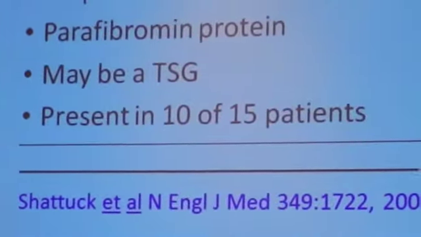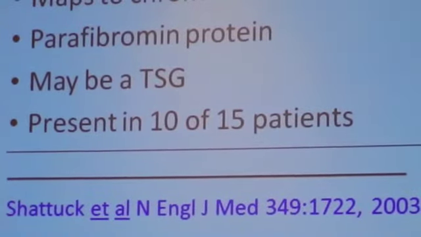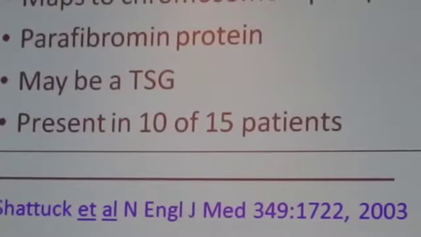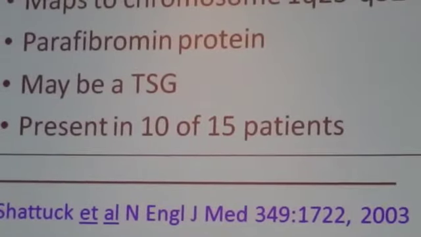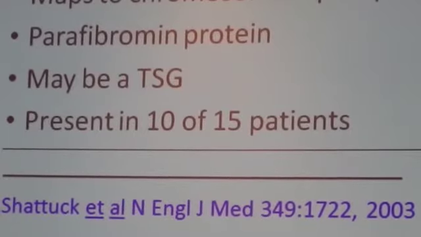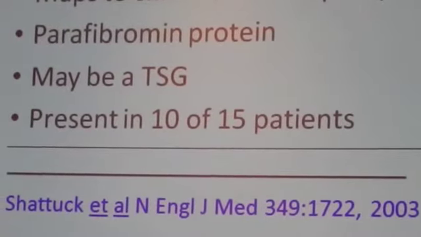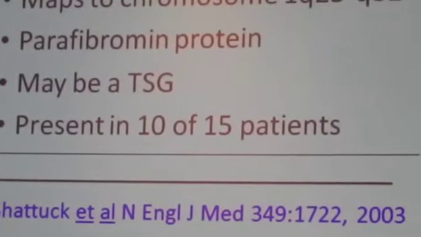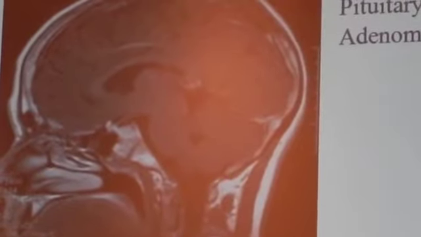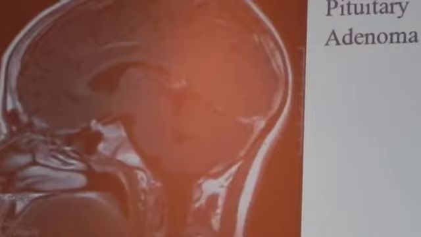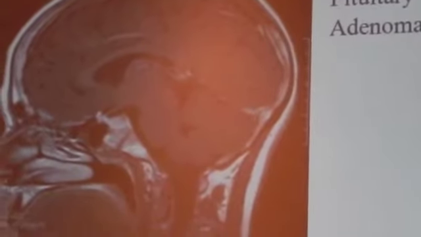So parafibromin protein by immunohistochemistry is extremely helpful in doing this. The sensitivity is only about 75%, but this added to the conventional features that we use to sort this out can be very useful. This gene is thought to be a tumor suppressor gene, and in one of the early studies, loss of expression was seen in 10 of the 15 patients that they had with parathyroid abnormalities.